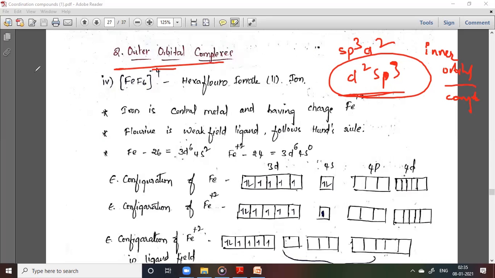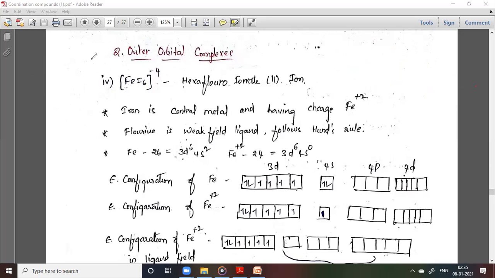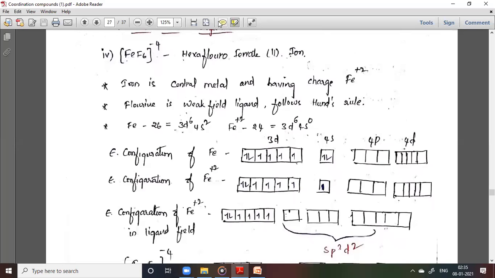Now, we are going to discuss the outer orbital complexes. Let us see what actually the outer orbital complexes are. The outer orbital complexes are nothing but sp3d2. So this is the outer orbital complexes. In case of inner orbital complexes, that is d2sp3, we already completed in the last session. Now let us see the outer orbital complexes. I will tell you some examples so you can easily understand this.